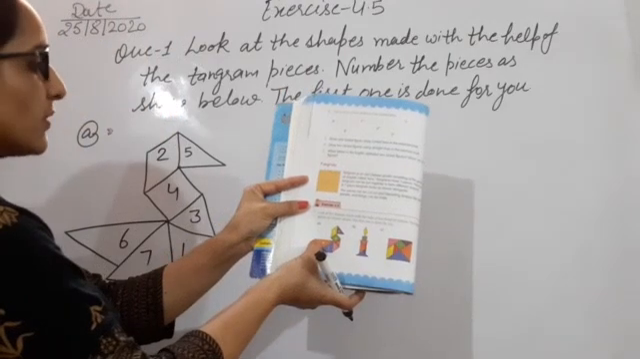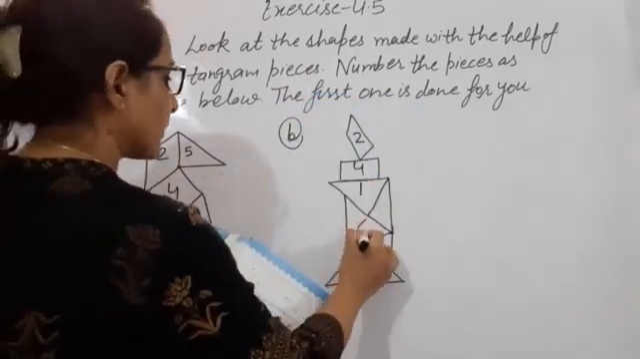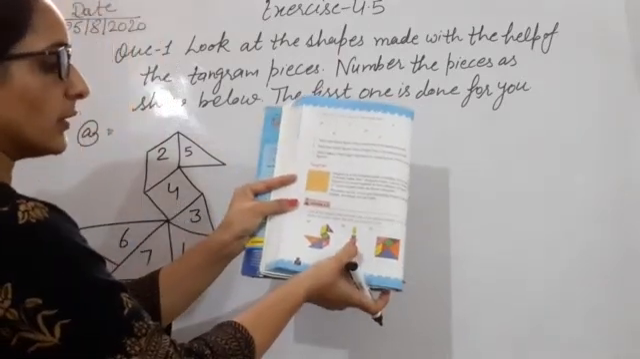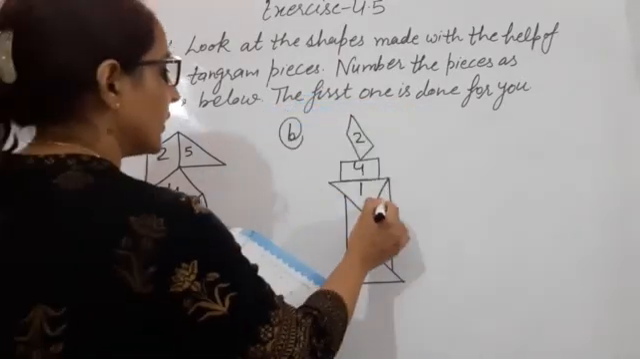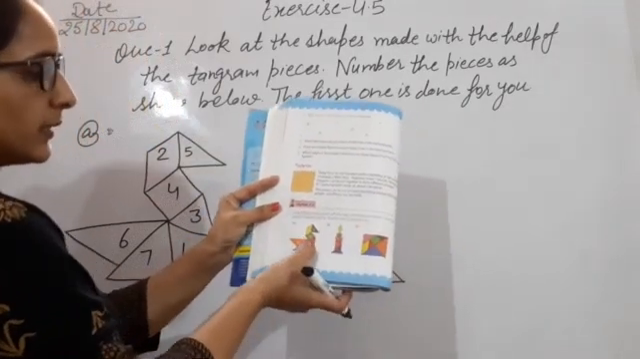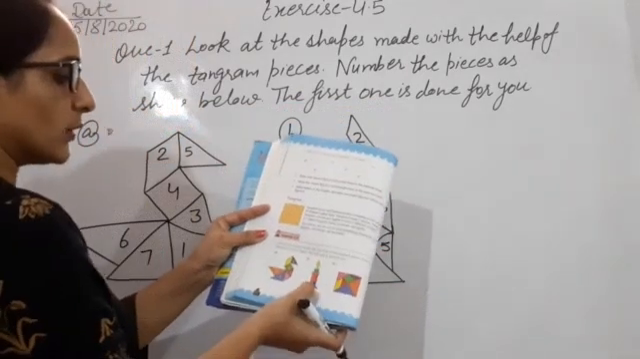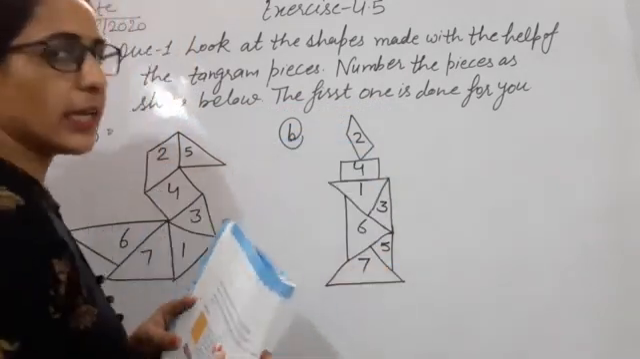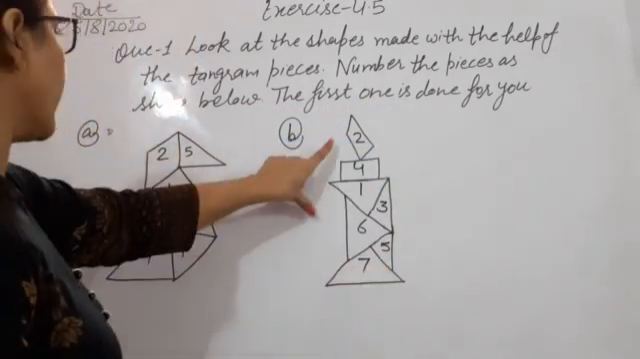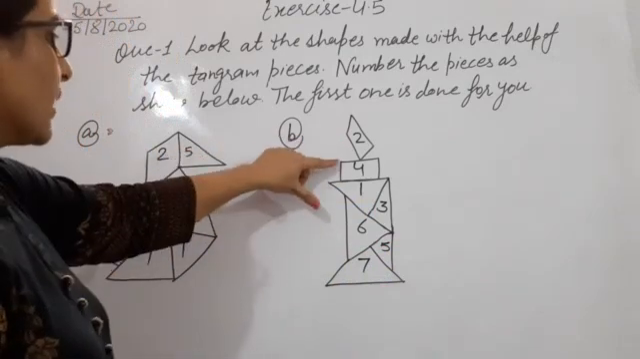This shape is the same, so you write here the 6. Clear? Now this one, red, is your 3. Now the next one here is purple, then it is 5. Clear? And the last one here is 7. You can look at the shapes also. That is your square shape like this one.